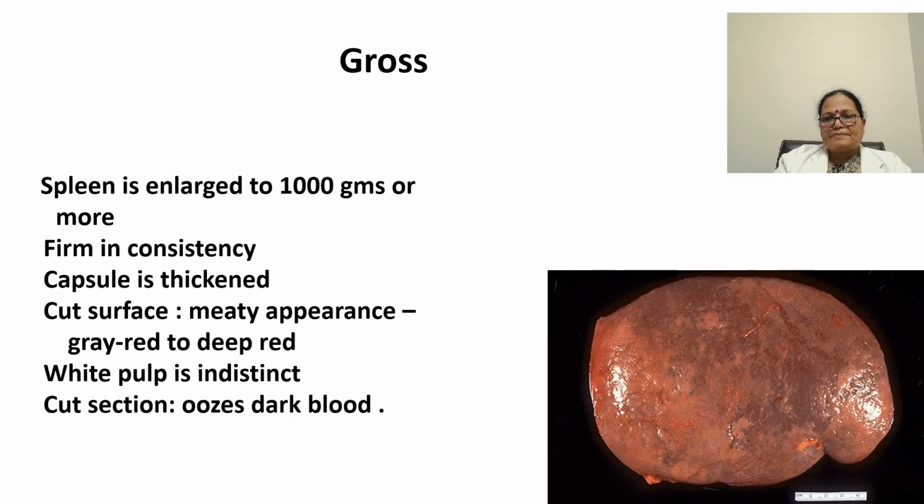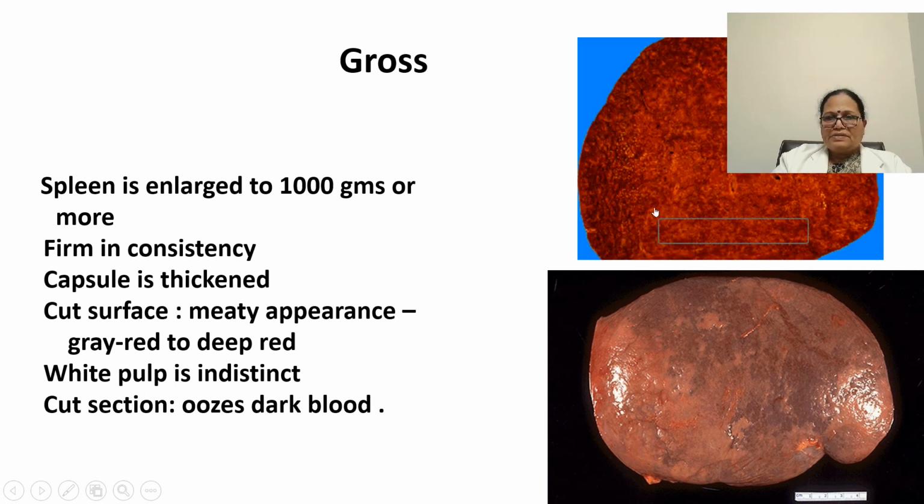Yes. Grossly, the spleen is enlarged to 1000 grams or more. Firm in consistency. Look at the spleen. It is enlarged and firm. The capsule can be easily peeled off; here it is thickened. Cut surface is meaty in appearance, gray red to deep red. White pulp is indistinct. Cut section oozes dark red. Can you see this? Yes.